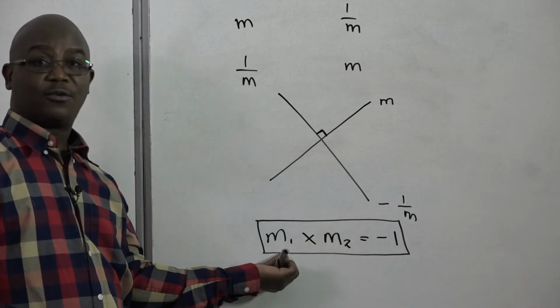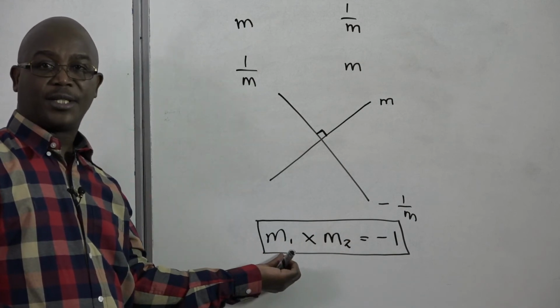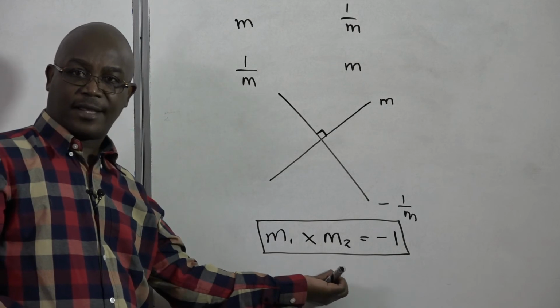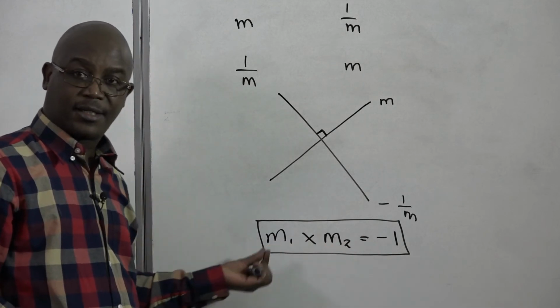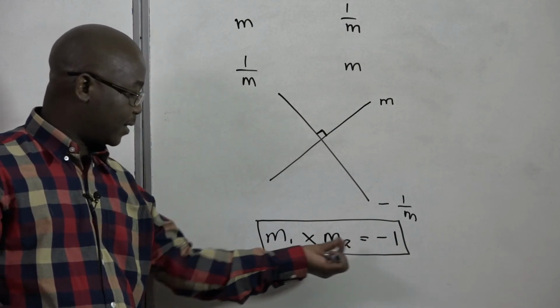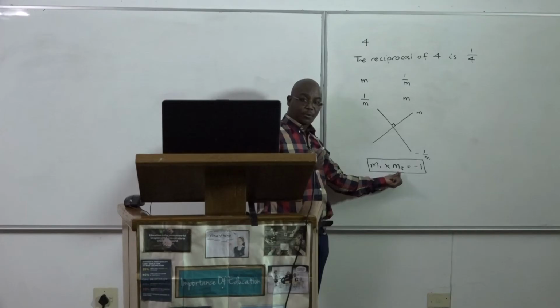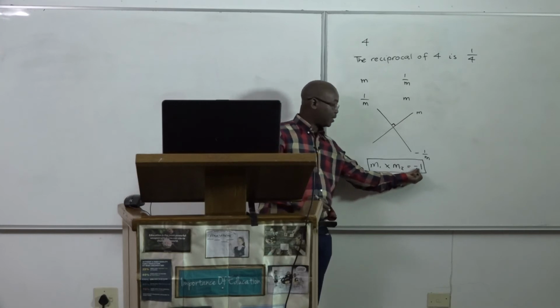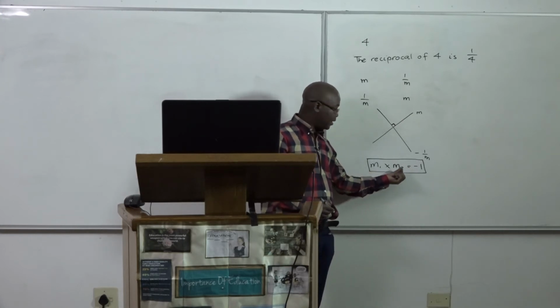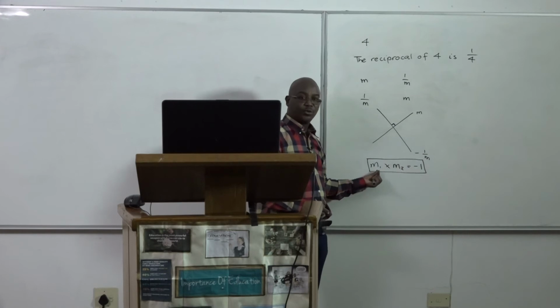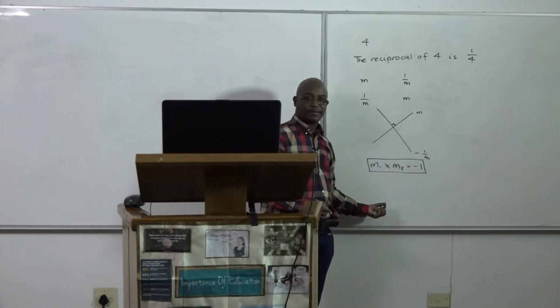because if we know the gradient of one line, we can use it to find the gradient of the other by using this relationship. We know that the product, in other words, if we multiply the two gradients, the product of those two gradients is always equal to minus 1. And this is a relationship that we are going to use in this part of this lesson.